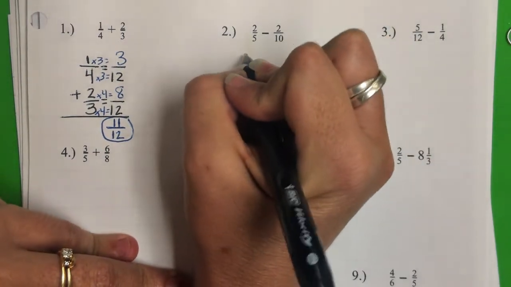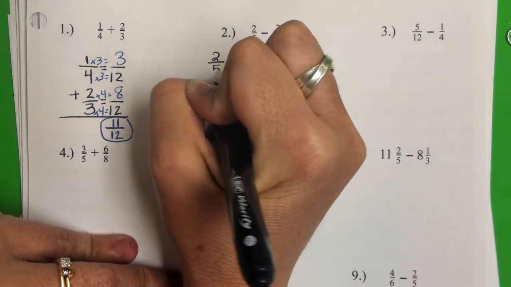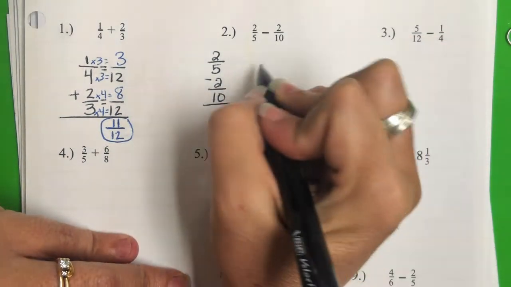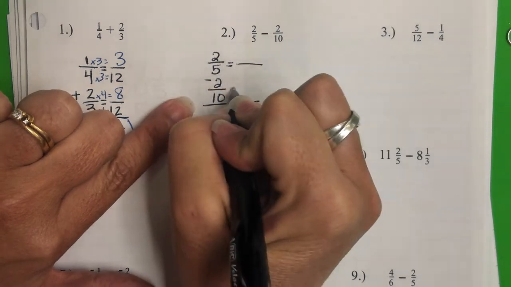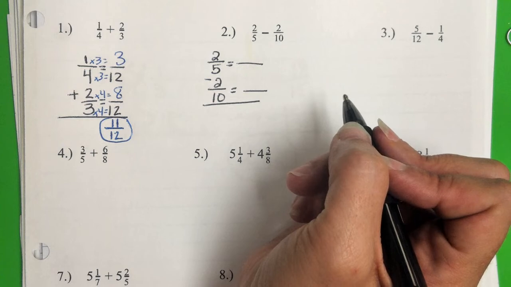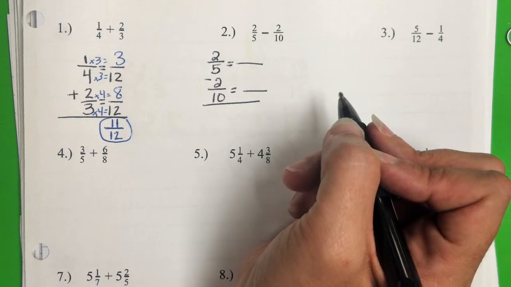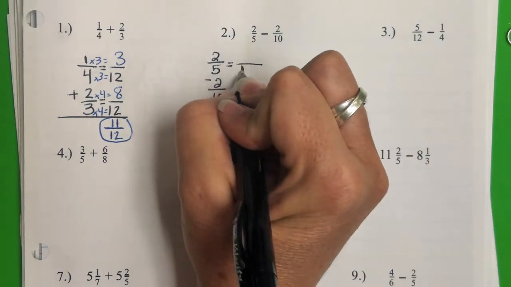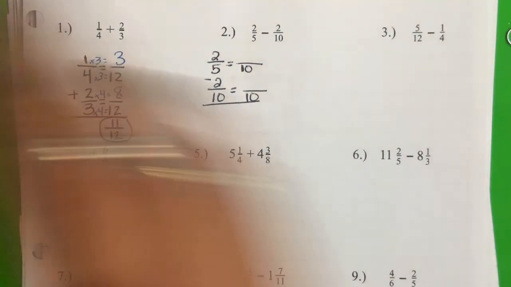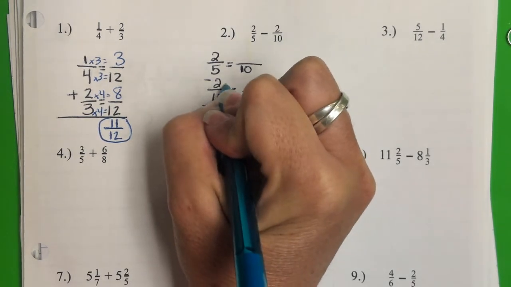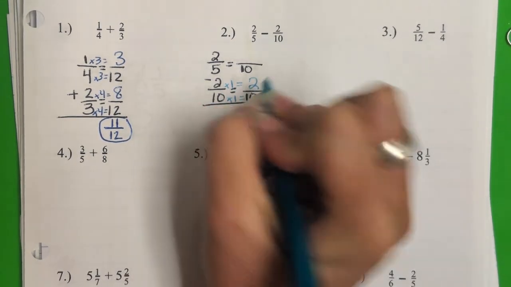Okay, number 2. 2/5 minus 2/10. Common denominator. If I skip count by 5s and 10s: 5, 10, 15, 20, or 10, 20, 30, 40. 10. Here we go. Okay. So my brain is doing this. 10 times 1 is 10. 2 times 1 is 2. I'm confused.